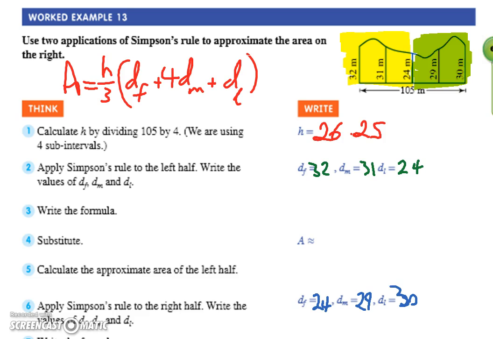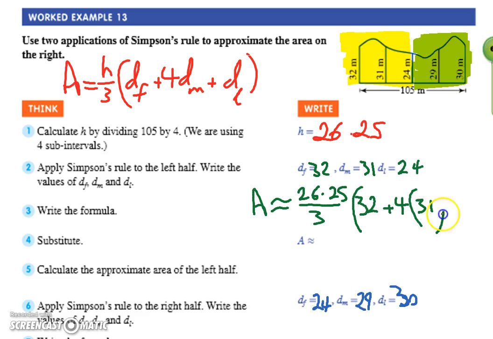So now we substitute in. What do we got? Well, how about we put 26.25 over 3 first? 32 plus 4 times 31 plus 24. It's not hard. You've got a formula. It's just when you're doing 2 applications and then things like that, it gets harder. Good. Excellent.